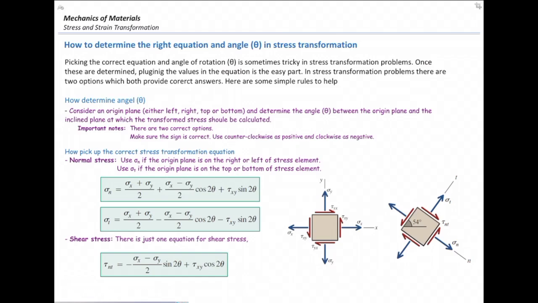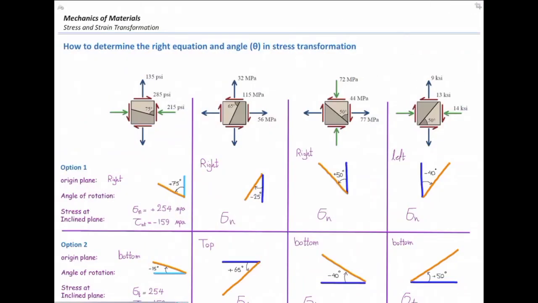The point is, when we want to use the stress transformation, we need to know what is the angle and what equation should we use, sigma n or sigma t. Again, there are two questions, what is theta and what equation should we use? And remember, there are always two ways to answer these kind of problems.